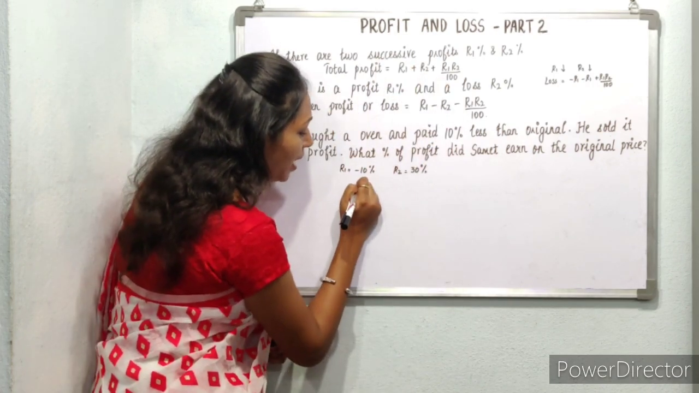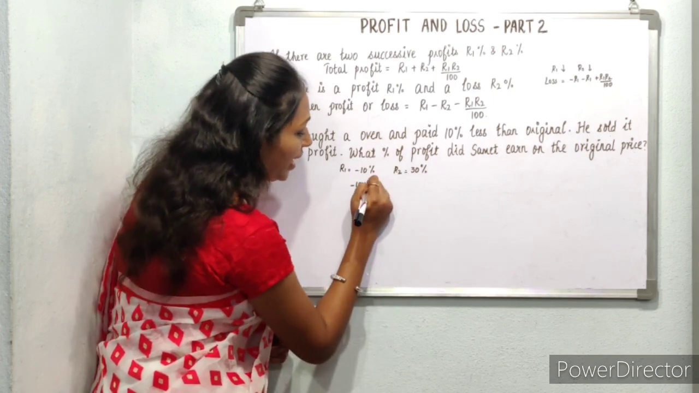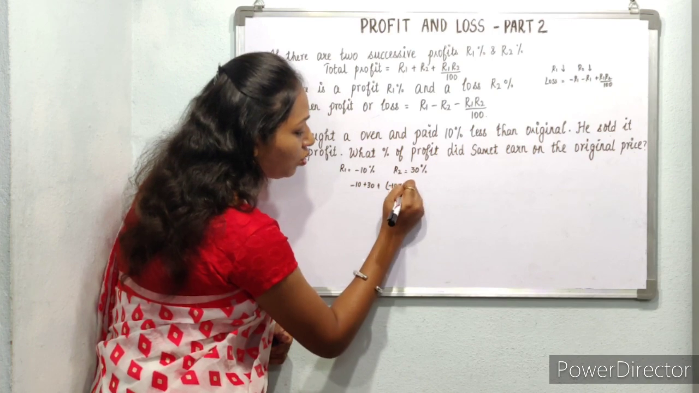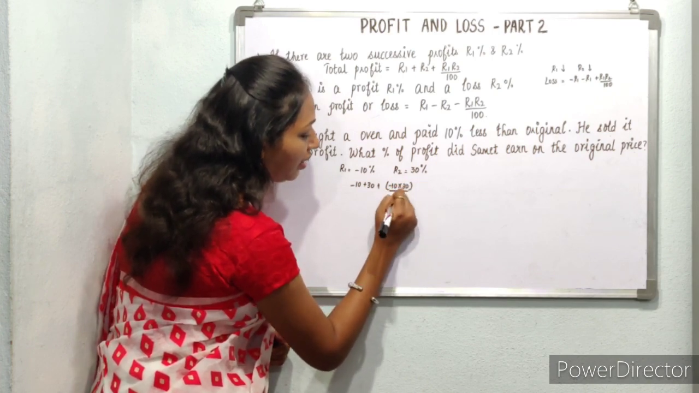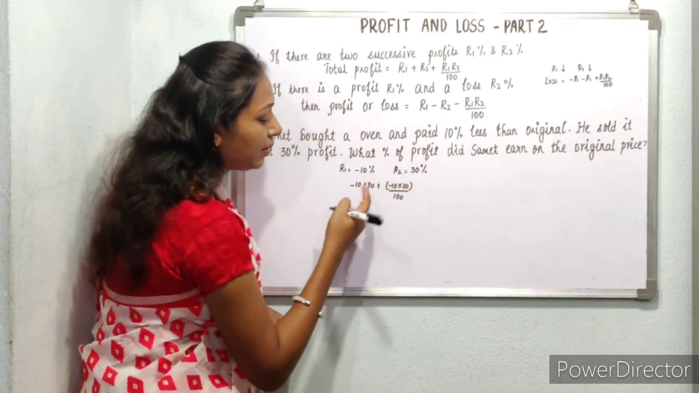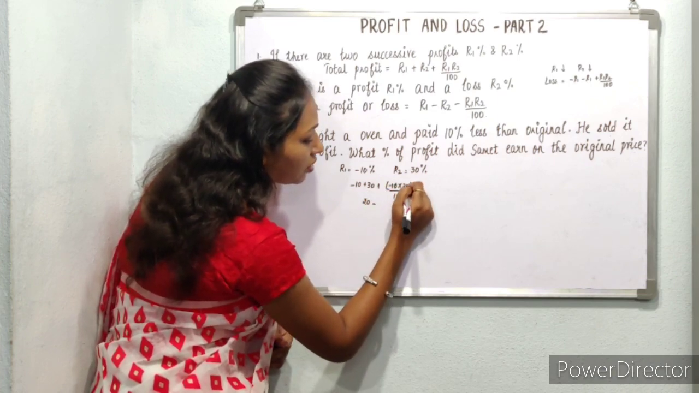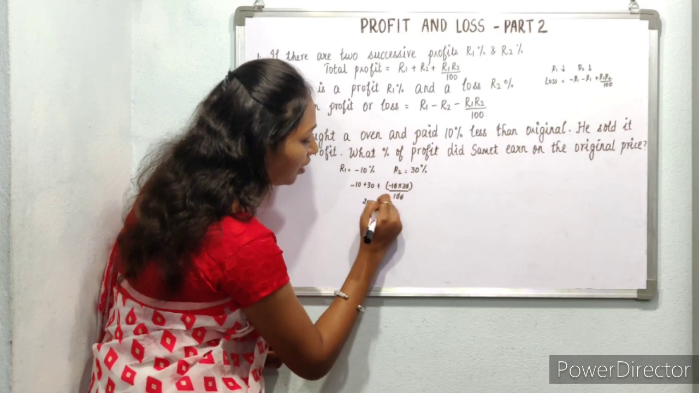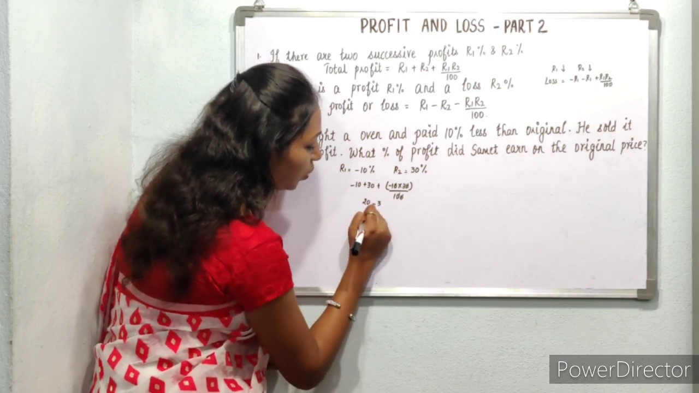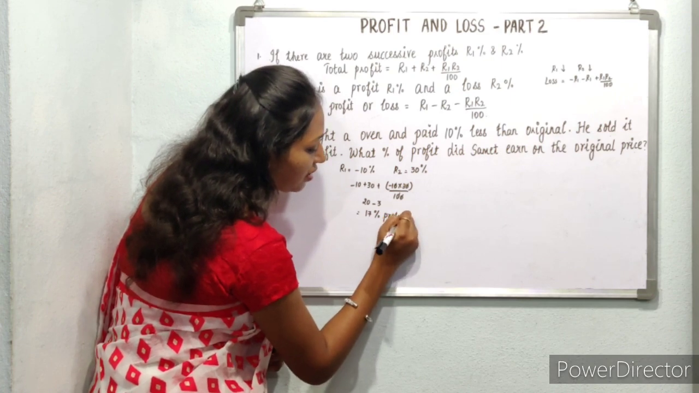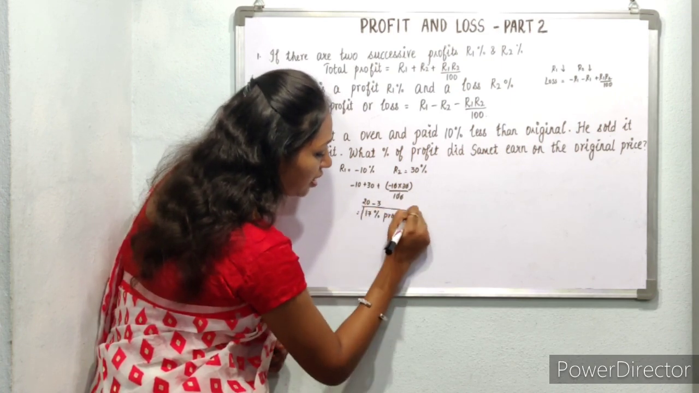So R1 will become minus 10 plus 30 plus minus 10 into 30 divided by 100. So you'll get minus 10 plus 30 is 20 minus, so this 0 0 0 will get cancelled. So we have 20 minus 3, which is equal to 17% profit. So the answer is 17% profit.